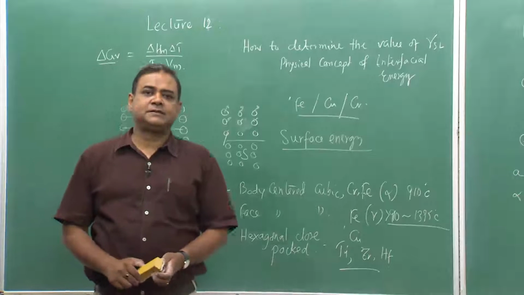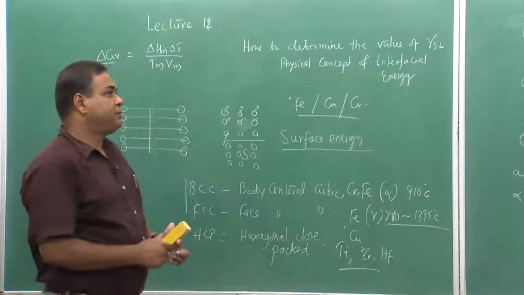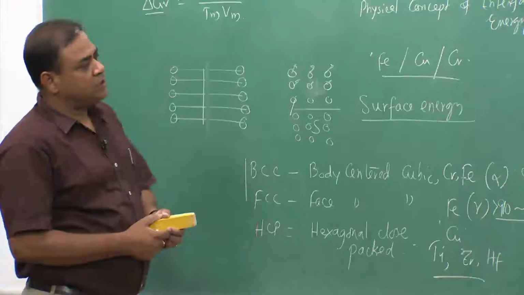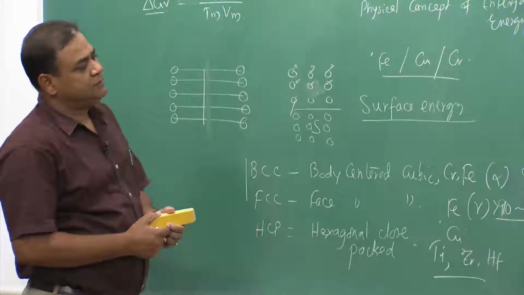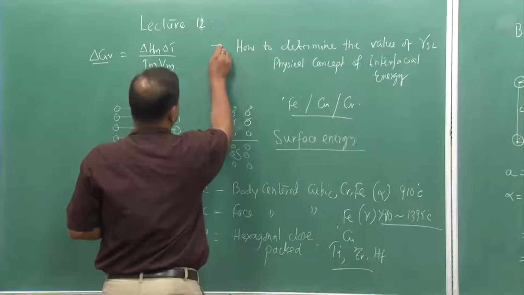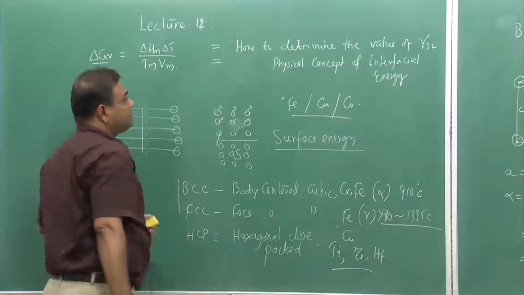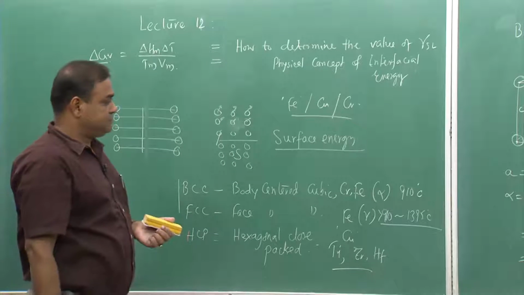Let us start our 12th lecture. The topic just continues where we left off in lecture 11. So, lecture 12 is basically how to determine the value of gamma SL and the physical concept of interfacial energy.